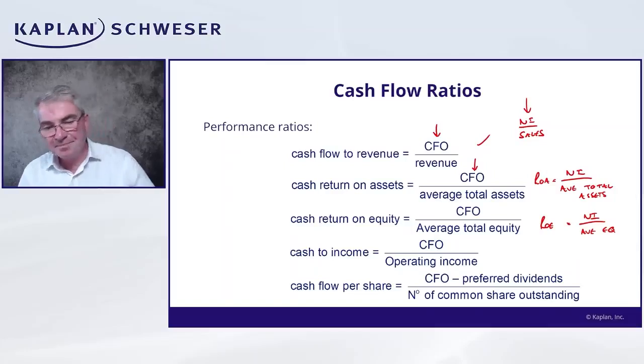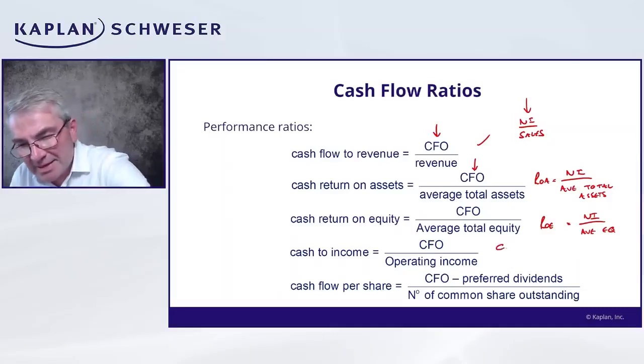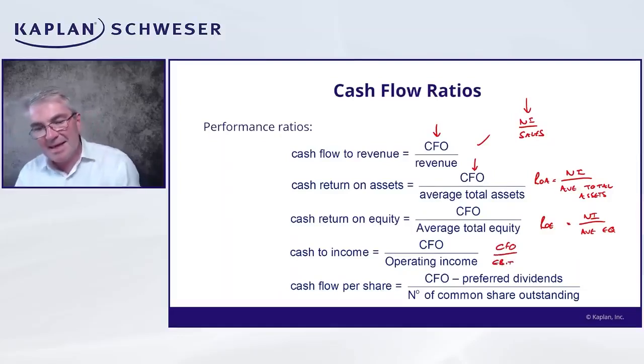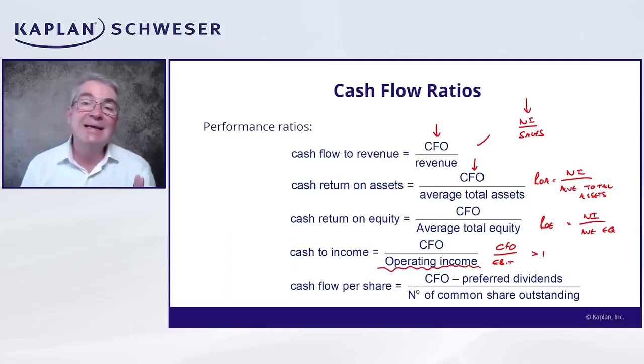Cash to income. So we're going to look at CFO over operating income. Well, again, there is no precise definition of operating income, so often we use EBIT as a proxy. So really what we're going to do is look at CFO over EBIT. And the key thing is we don't want EBIT to be greater than CFO. In other words, we want this ratio to be greater than 1, because if it is, it tells us our operating income is cash-based. It's backed by cash, and therefore the earnings quality is higher.